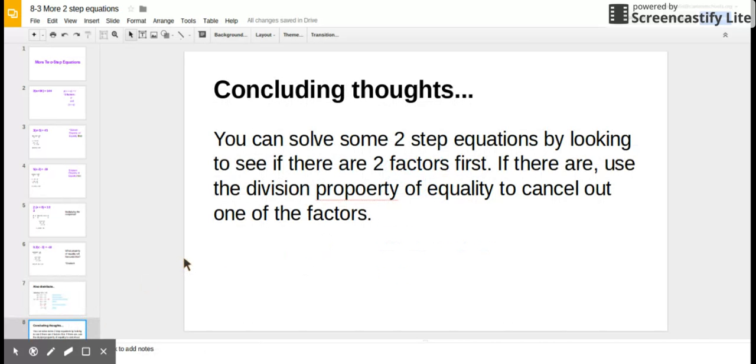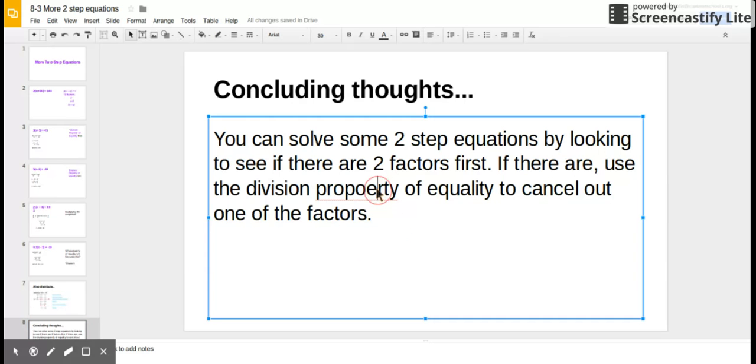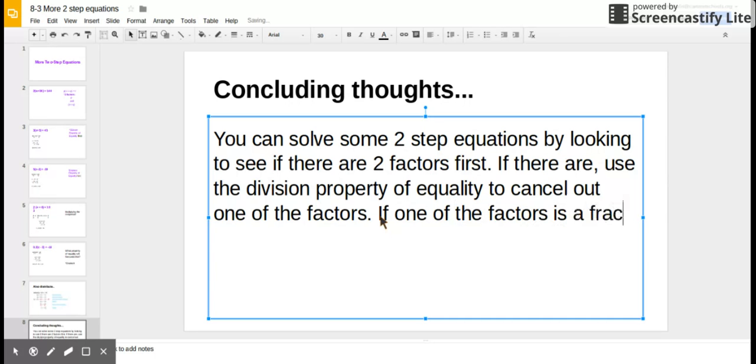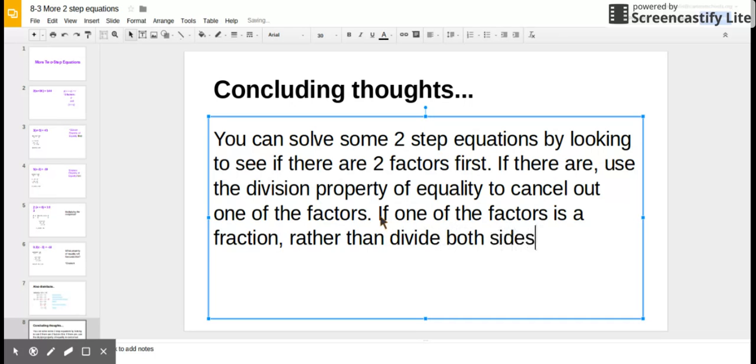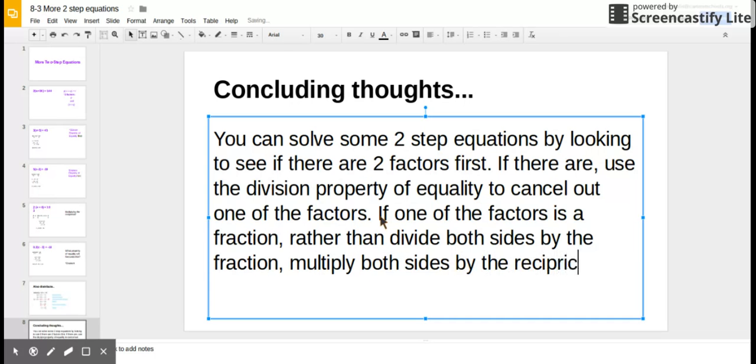So some concluding thoughts. You can solve some two-step equations by looking to see if there are two factors first. If there are, then use the division property of equality to cancel out one of the factors. If one of the factors is a fraction, rather than divide both sides by the fraction, multiply both sides by the reciprocal.